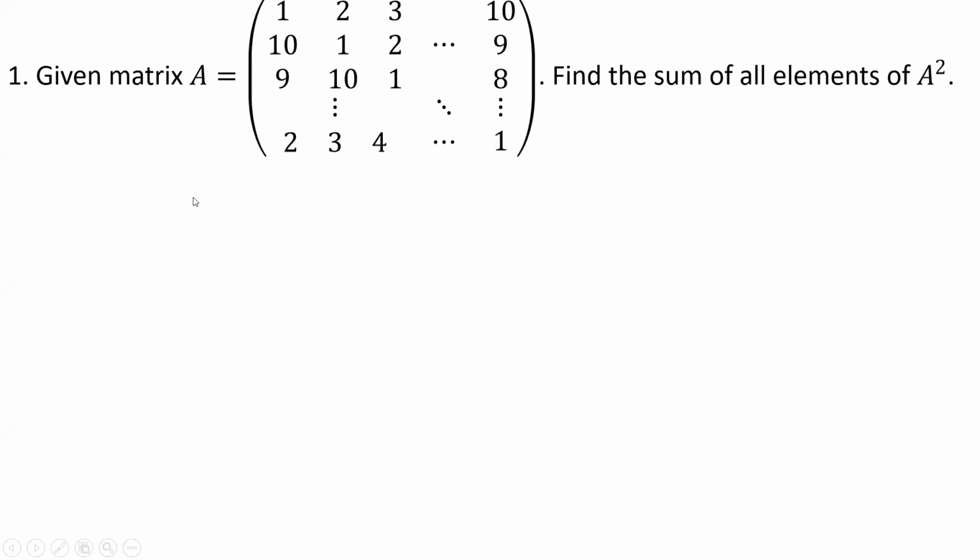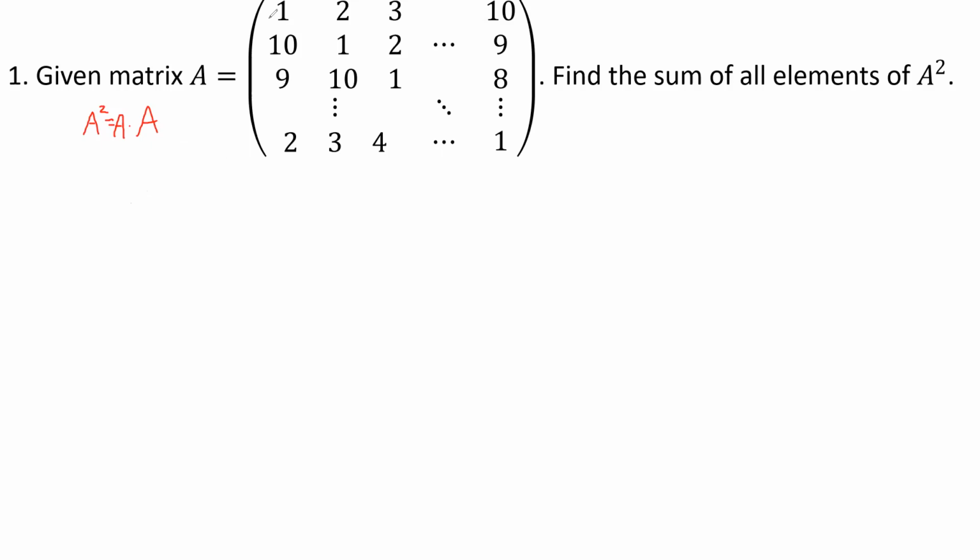We are given a matrix with numbers from 1 to 10, and we need to find the square of this matrix, meaning we need to multiply matrix A by matrix A, and we need to find the sum of all elements in the resulting matrix. So let's start multiplying our matrix.